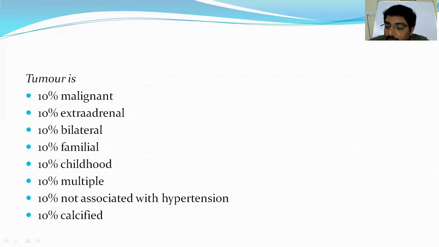It is very important: the rule of 10 for pheochromocytoma. What is the rule of 10? 10% malignant, 10% extraadrenal, 10% bilateral, 10% familial, 10% childhood, 10% multiple, 10% not associated with hypertension, and 10% calcified. See, this is very important. Rule of 10.